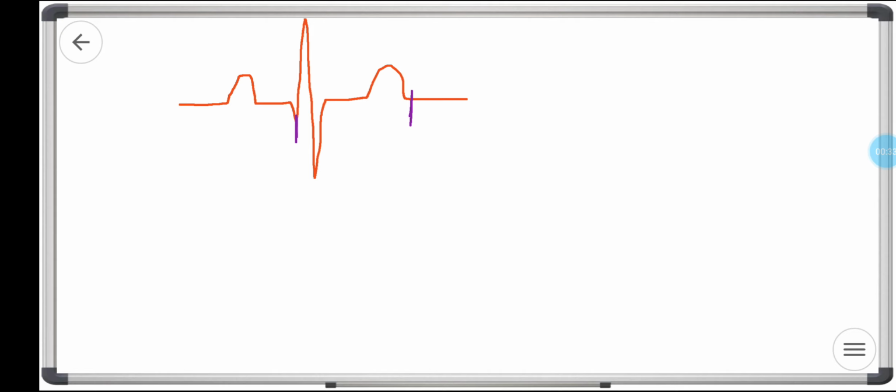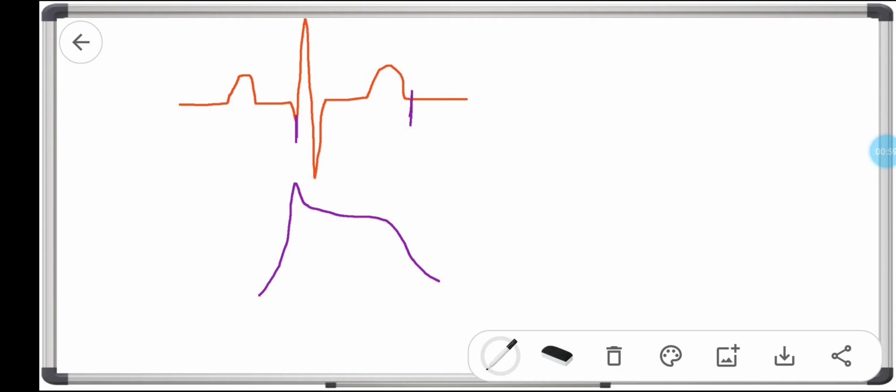In other words, the QT reflects the time duration of the action potential in the ventricular cells. I hope you remember this diagram. That is representing the duration of the action potential in the ventricular cells, which is a brief reversal of electric polarity of the membrane.